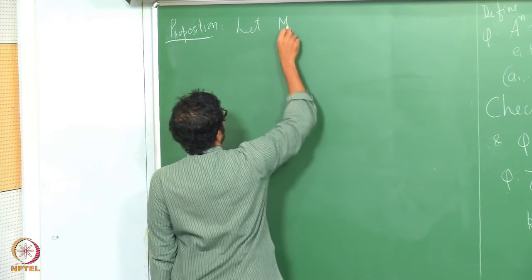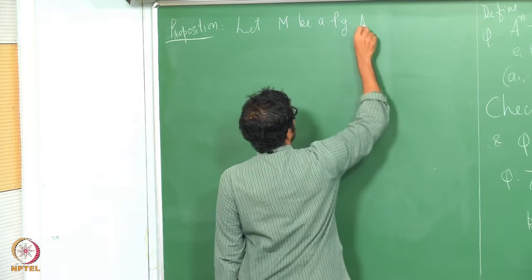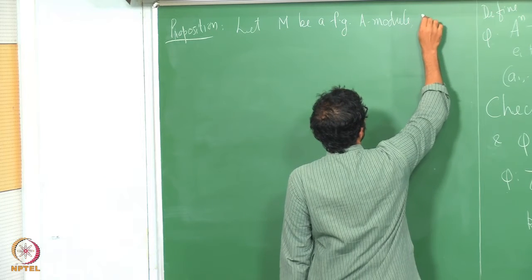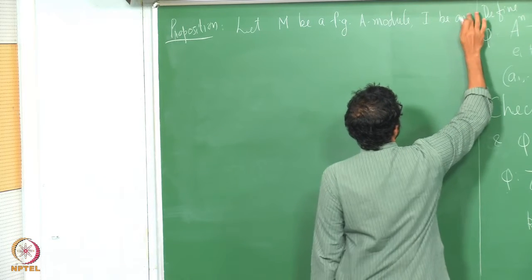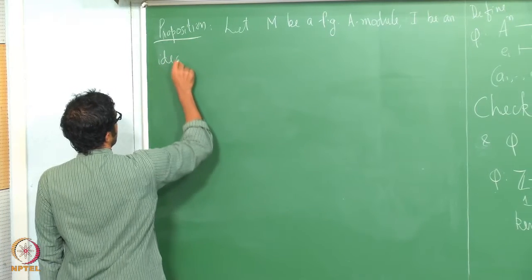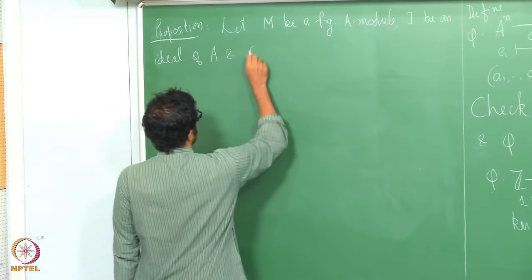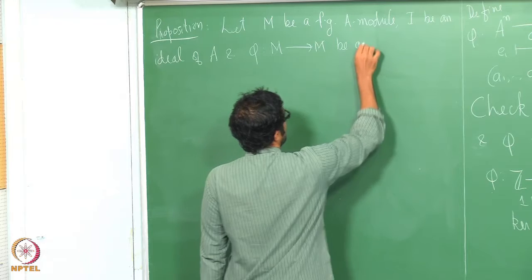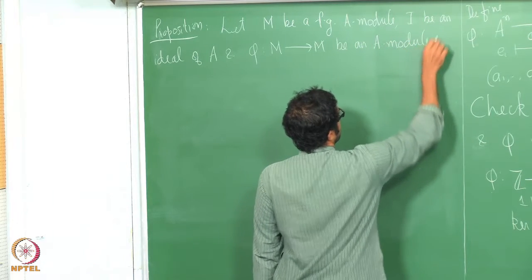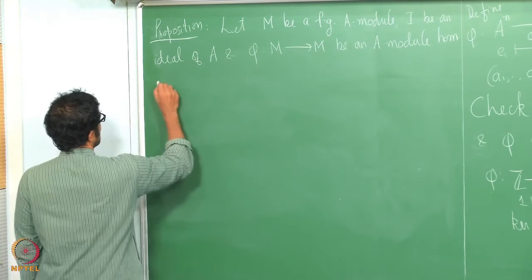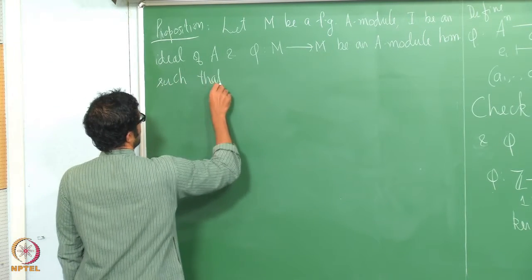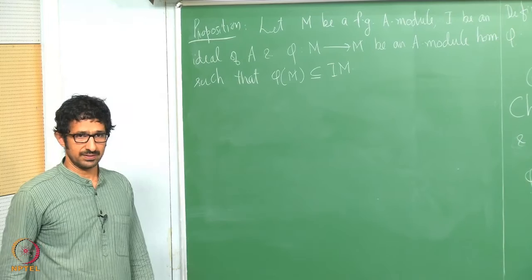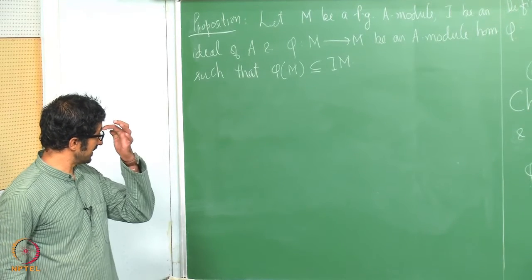Let M be a finitely generated A module, I be an ideal of A, and phi be an A module homomorphism such that phi of M is contained in I M. Okay. Phi of M is contained in I M.